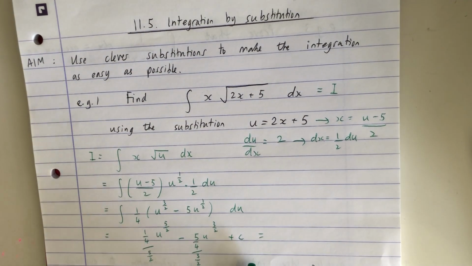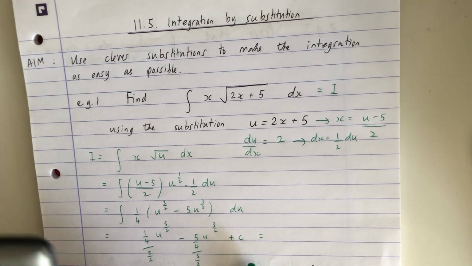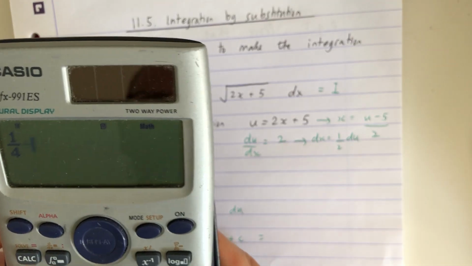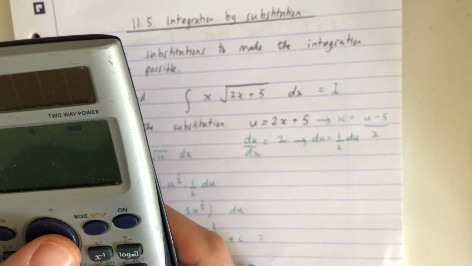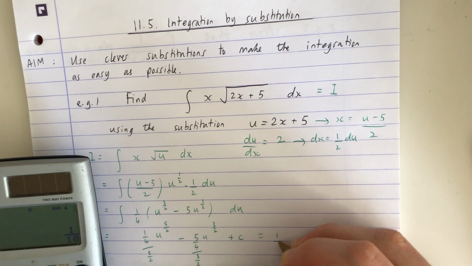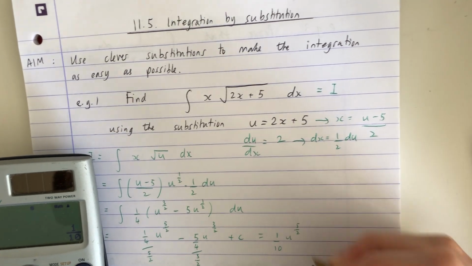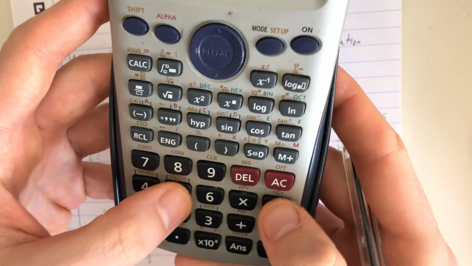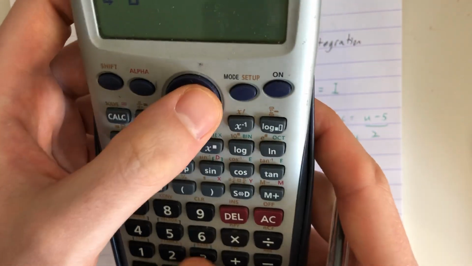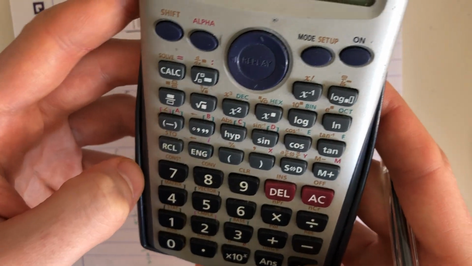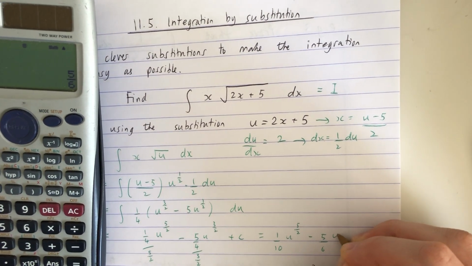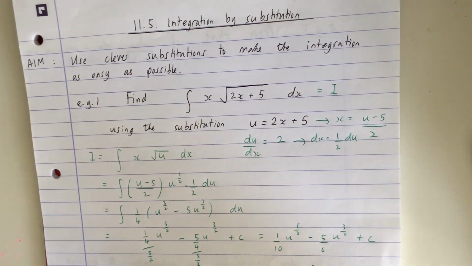And obviously that would simplify to, let's just do these fractions, don't want to make a mistake. So we've got a quarter divided by 5/2, which is a 10th, u to the 5/2, and then 5/4 divided by 3/2, which is 5/6, u to the 3/2 plus c.